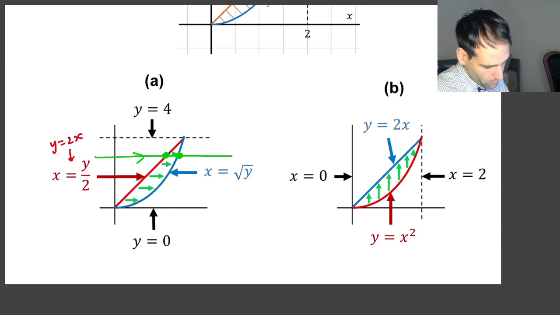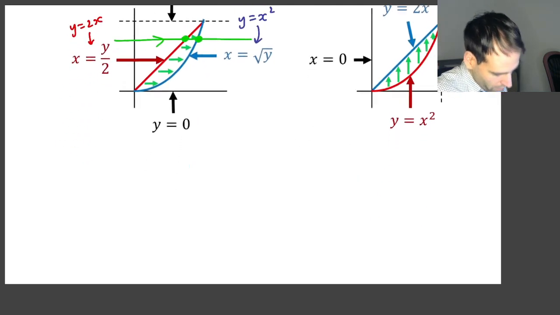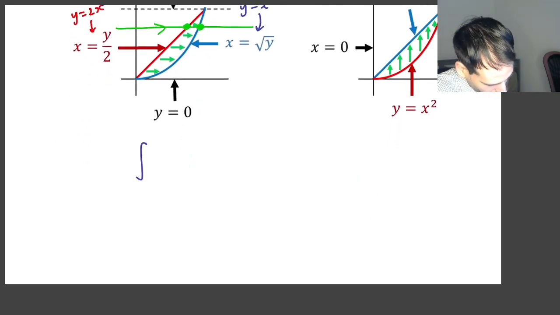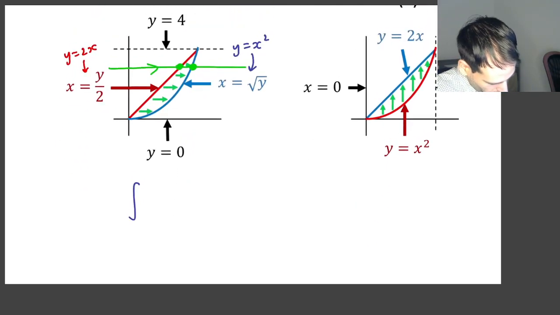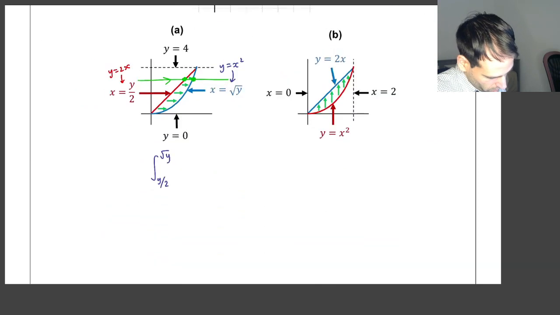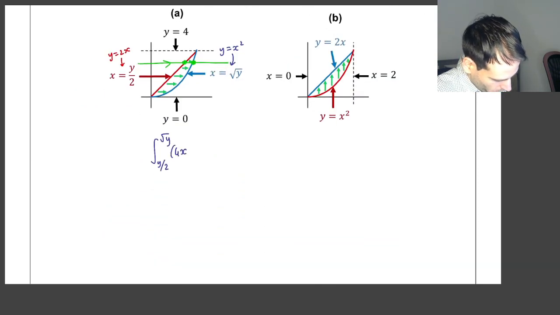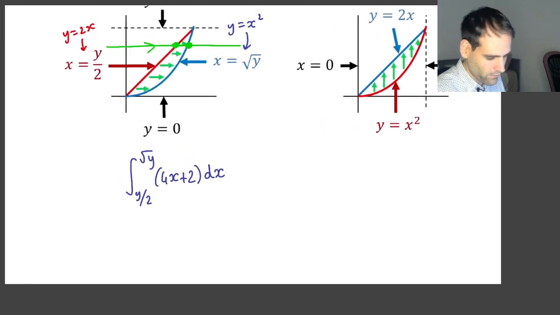The point where we exit the region of integration is this other curve, which was y equals x squared, which we solve for x, so x equals the positive square root of y. Those will be the limits for x, between y over 2 and square root of y, of the function, which is 4x plus 2 dx. This will be the inner integral.